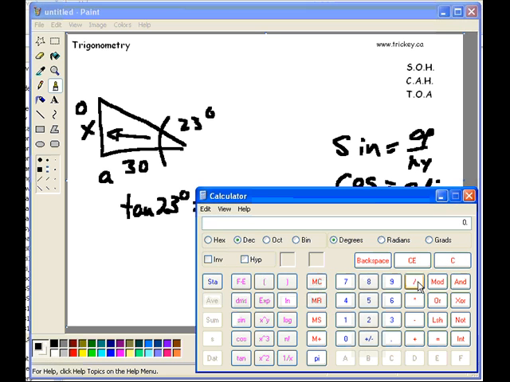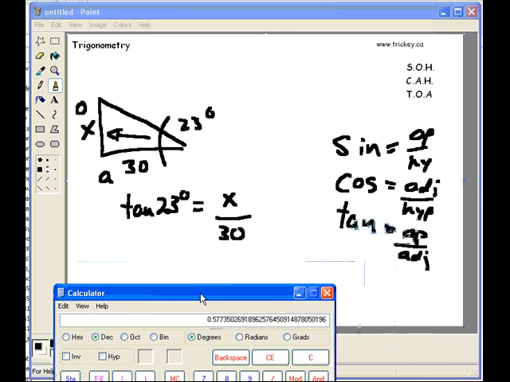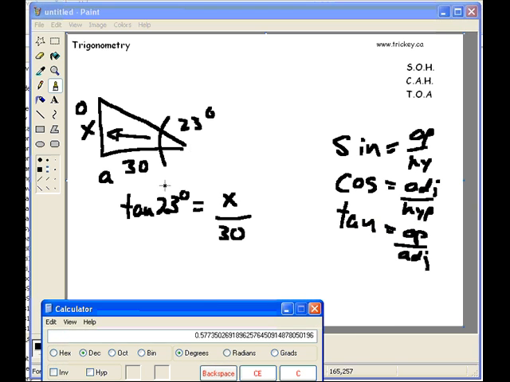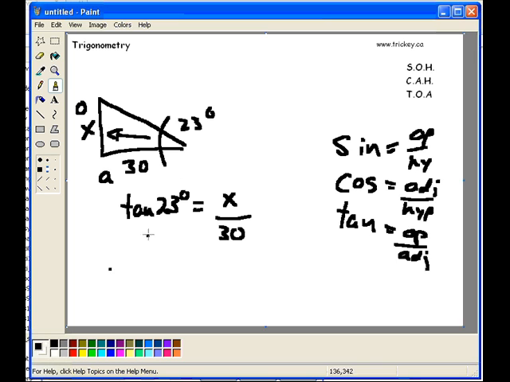So I go to my calculator and I go 23 tan, and it tells me that the tangent of 23 degrees equals 0.57, and that number goes on forever. So I usually just use the first 3-4 numbers. So 0.5773. So tangent 23 is 0.5773 equals x over 30.